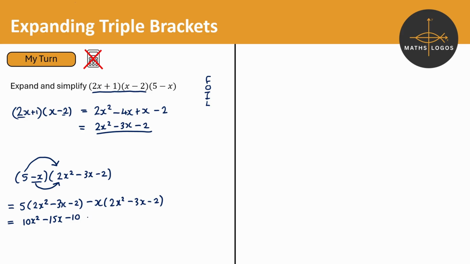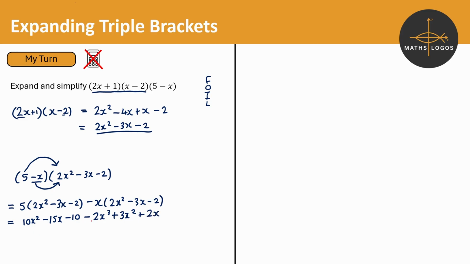Then I do negative x multiplied by 2x squared to give me negative 2x cubed. Negative x multiplied by negative 3x, that's a negative multiplied by a negative. That gives me positive 3x squared. And then negative x multiplied by negative 2 gives me positive 2x.